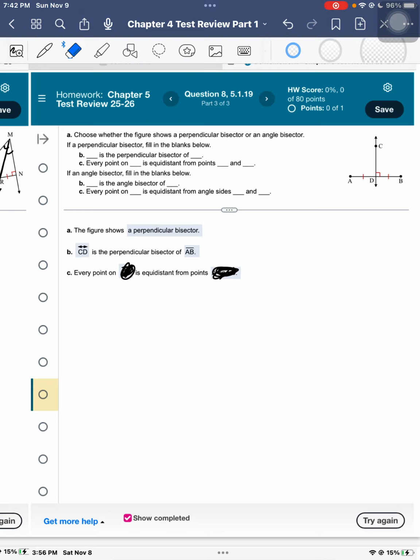Every point on the perpendicular bisector is equidistant to the points at the end of the segment that's being bisected. So every point on line CD is equidistant from points A and B.